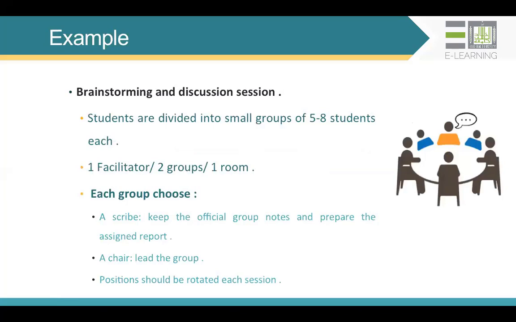Okay, so what happens in each session? In the first session, the brainstorming and discussion, students are divided into small groups of 5 to 8 students each. Each facilitator is responsible for facilitating 2 groups in separate classrooms. For each group, students have to choose a scribe who is responsible for keeping the official notes and preparing the assigned report for their group, and also a chair who leads the group. These positions, scribe and chair, need to be rotated each session, so students will not depend on only one particular student. They need to rotate roles.